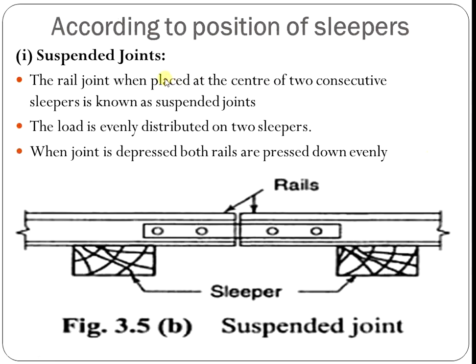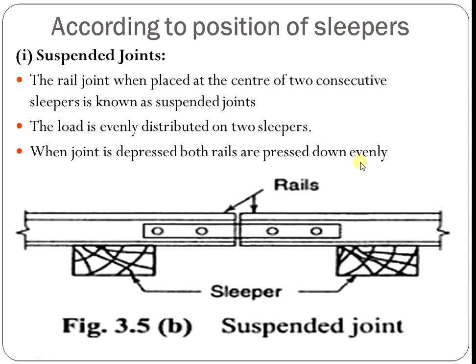Next is the joint according to position of the sleeper. The first type is the suspended joint. The rail joint when placed at the center of two consecutive sleepers is known as a suspended joint. The load is evenly distributed on two sleepers, and when the joint is depressed, both rails are pressed down evenly.